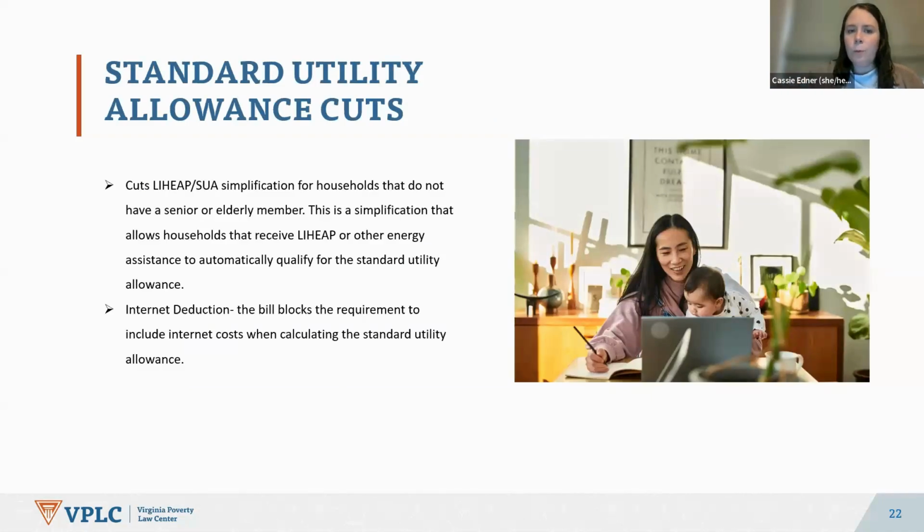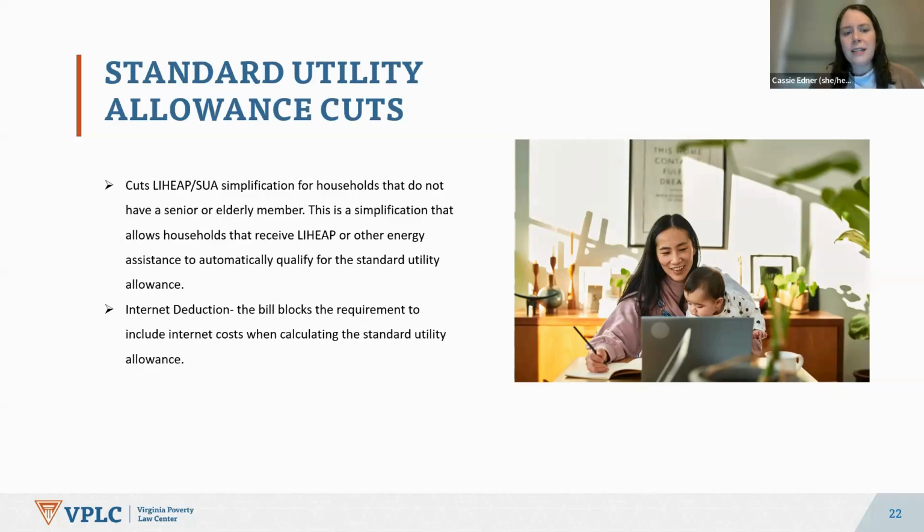Some other cuts we will briefly go over. There was a simplification process that allowed individuals that receive LIHEAP to automatically get the standard utility allowance. That has been taken away, except for individuals that are seniors or disabled. I said seniors or elderly, seniors and disabled, I apologize.